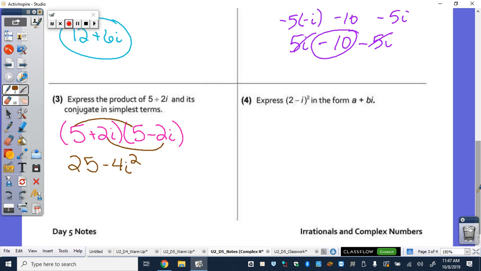But again, i squared is going to be the most common one. i squared is -1, so what does it do to the 4? Makes it positive, so 25 plus 4 makes that a 29.